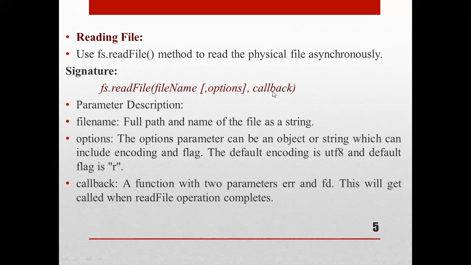Then the next parameter is callback, a function with two parameters, error and fd. This will get called when the readFile operation completes. Whenever that file operation completes, it will return an error if that file is not found, or it will return the data when that readFile operation completes. These are the parameters for readFile, that is using the object fs.readFile with parameters file name, the flag and the callback.